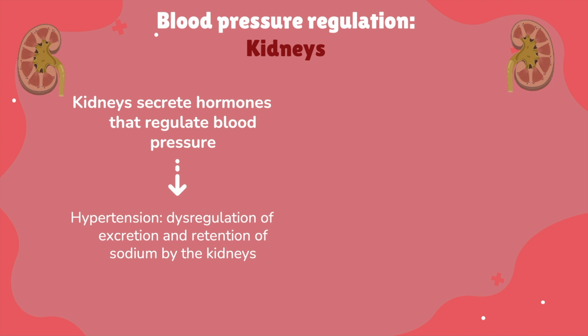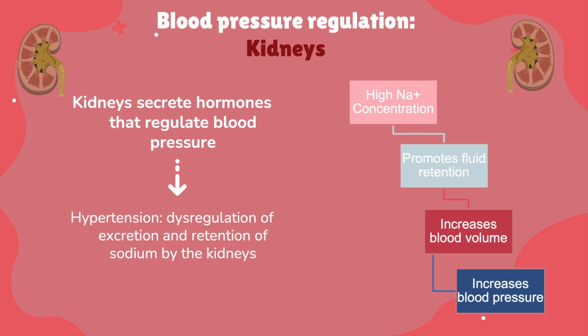The kidneys also play a role in responding to long-term changes in blood pressure and blood flow. They do this by secreting hormones that regulate blood volume. Dysregulation of kidney processes, specifically the excretion and retention of sodium, are characteristics of hypertension. High concentrations of sodium and low levels of potassium promotes fluid retention in the kidneys and the blood plasma, thereby increasing blood volume and consequently blood pressure.